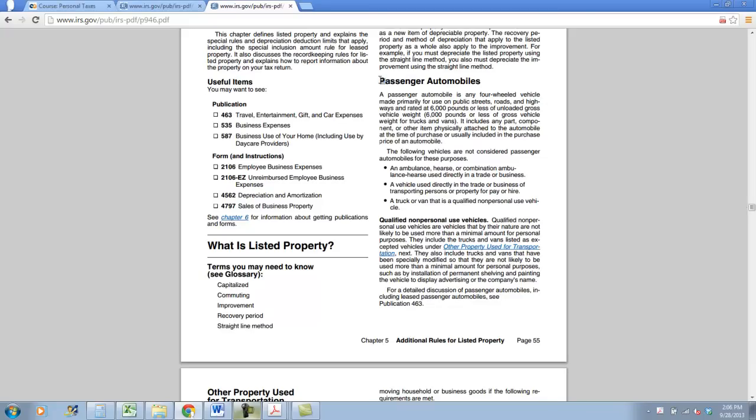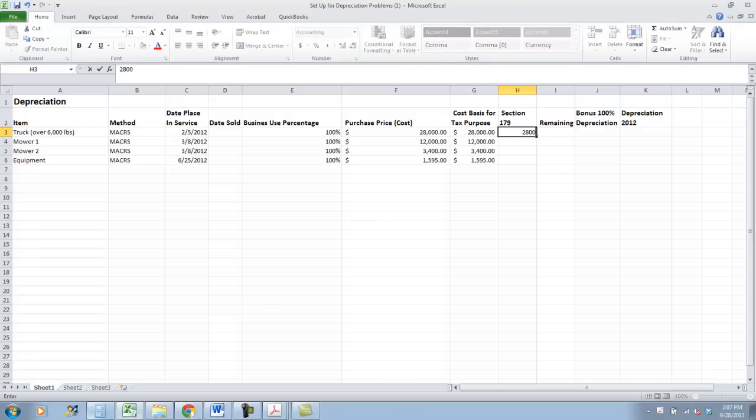So actually, I'm here at passenger automobiles. A passenger automobile is a four-wheeled vehicle made primarily for use on public streets, roads, and highways, rated at 6,000 pounds or less. This is over 6,000 pounds. The following vehicles are not considered passenger automobiles: an ambulance, hearse, or combination ambulance-hearse; a vehicle used directly in the trade of transport, so a limousine; or a truck or van that is a qualified non-personal use vehicle. So since this is a qualified non-personal use vehicle, we can actually deduct the whole amount of this truck. So I'm going to go back here and put 28,000.